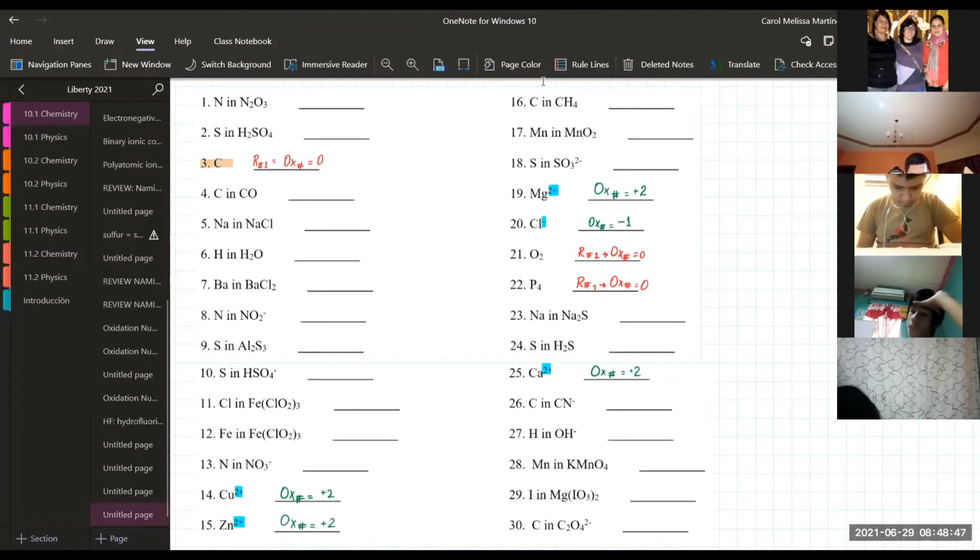How do you identify polyatomic ions? You will have a chemical formula and an exponent or a positive or negative sign in the upper right corner. Example, in the first column, in number 8, I have a polyatomic ion because NO2, -1. This -1 tells me that my NO2 is actually a polyatomic ion.